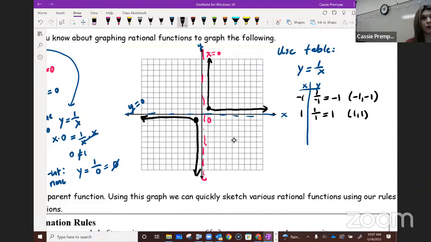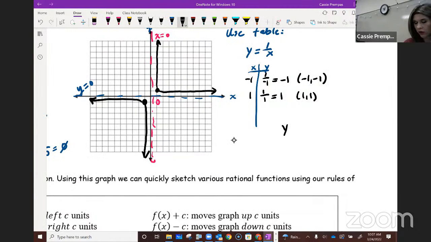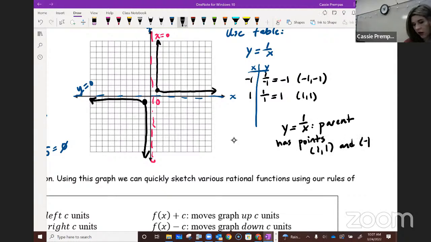This is another parent function. If you guys remember from the bell ringer, once you know the parent function, when numbers are added or subtracted, you can just use your rules of transformations. I know this is new, so you do want to remember that y equals 1 over x is a parent graph, and it has points. The easiest ones to remember are probably 1, 1 and -1, -1.